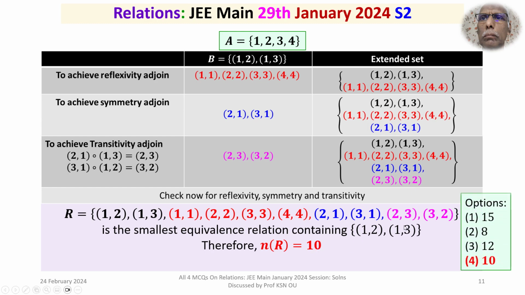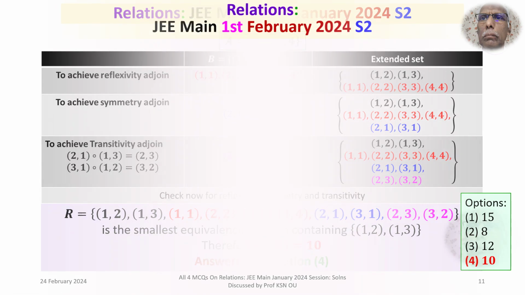So let's look at our options. The number of elements in that equivalence relation is 10. So the answer to this question is option 4. That is the detailed discussion of the solution of the problem on equivalence relations. I am sure that you understood the solution of this problem, and we move to the next question.